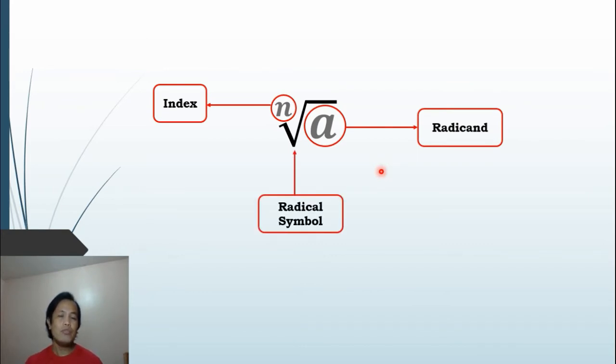So we have to take note that when we add or subtract radicals, we have to see to it that our index here is the same and of course the radicand is the same. If in a radical expression there is no index written in a radical symbol, that means that the index is 2. Okay, now let's proceed to our examples.